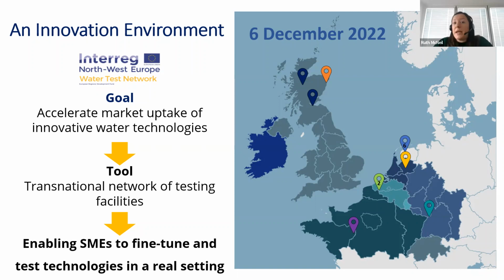The project does come to an end on the 6th of December this year. So our application process for support closes in the summer. So SMEs from across Europe can access our 14 operational testing facilities with a wide range of water types and applications. So the map on the slide there shows the approximate location of our 14 testing facilities. We've got 1 in France, 1 in Germany, 2 in Belgium, 7 in the Netherlands, and 3 in Scotland.